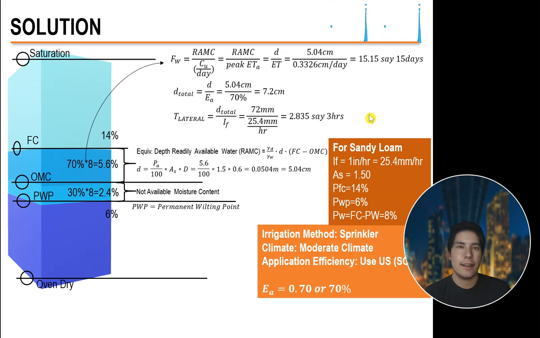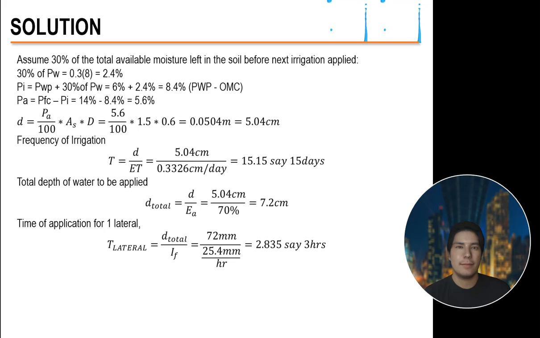Okay, and ito na yun, no? So ito yung time of application for one lateral. We have 3 hours. The total depth of water to be applied is 7.2 cm. The frequency of irrigation is 15 days. Ganun, no?